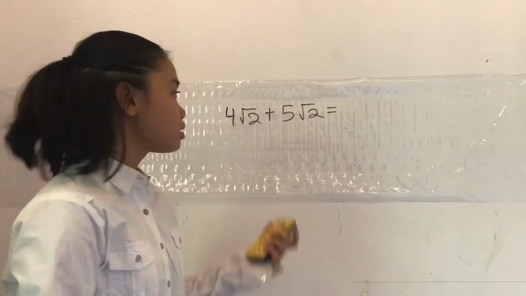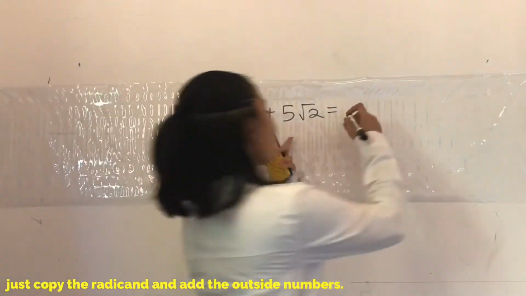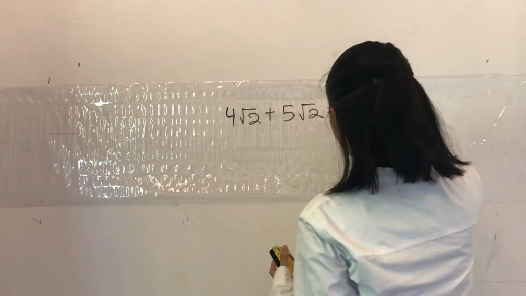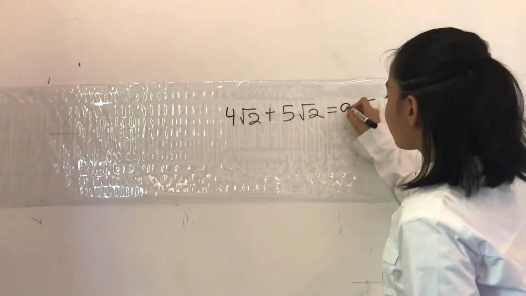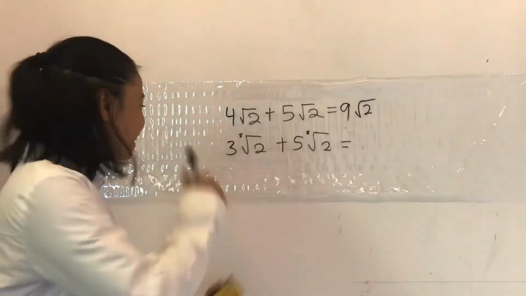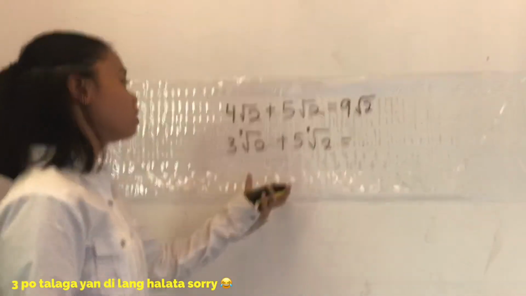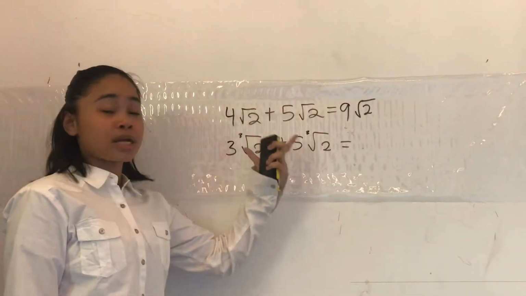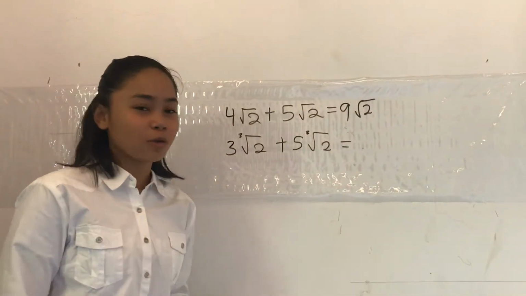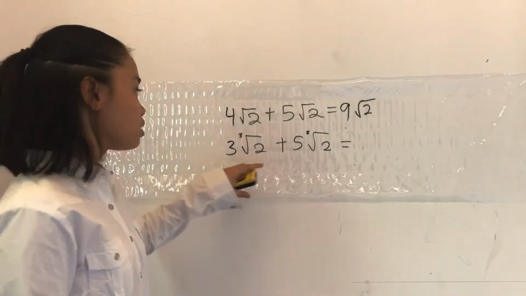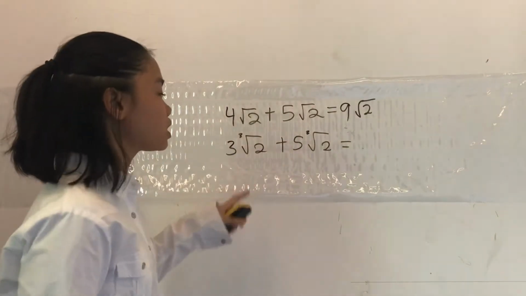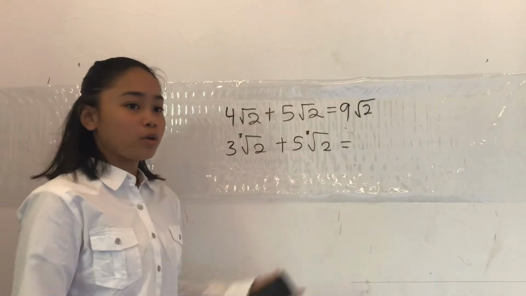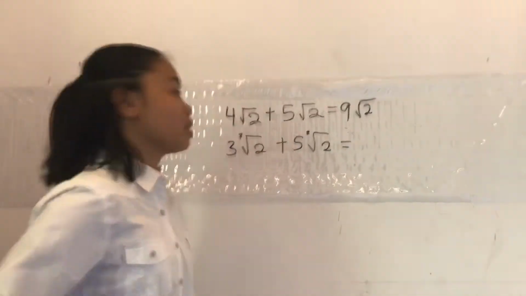In here, you just copy the square root of 2, and 4 plus 5 is 9. So it will be 9 with the square root of 2. Another example: it has the same index and the same radical. As I said before, you just copy it. So 3 with the cube root of 2 plus 5 with the cube root of 2, you just copy the index and radical.